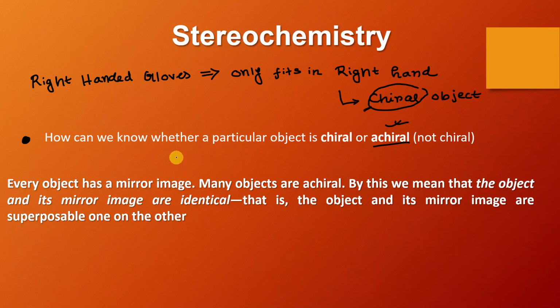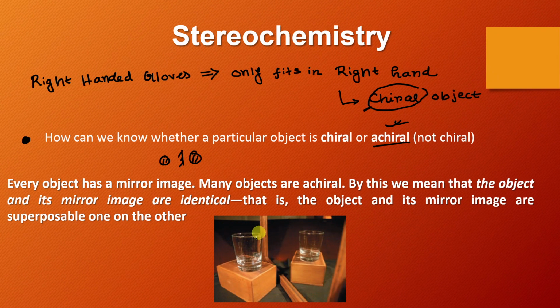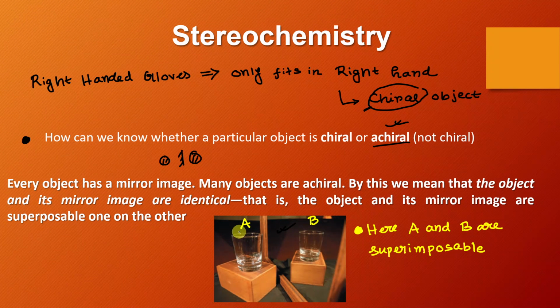You know that every object has a mirror image. If you put some object in front of a mirror, you will see the mirror image of that object. Let's say you are putting this glass. You can see a picture of a glass, and in front of that glass there is a mirror, and this is the mirror image. As you can see, A is the actual glass, and B is the mirror image of that glass.